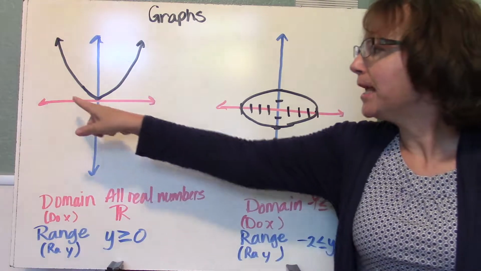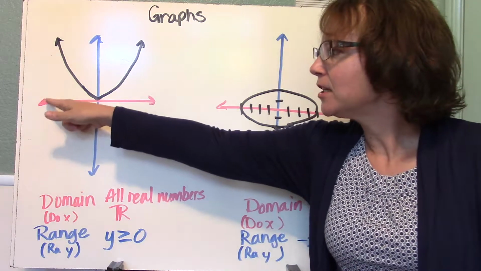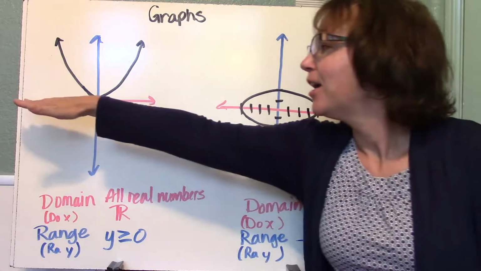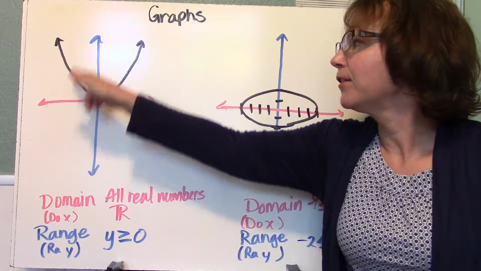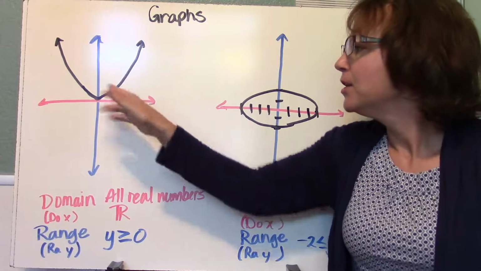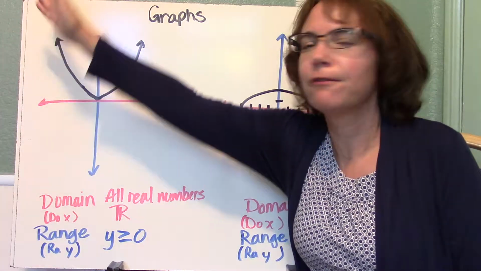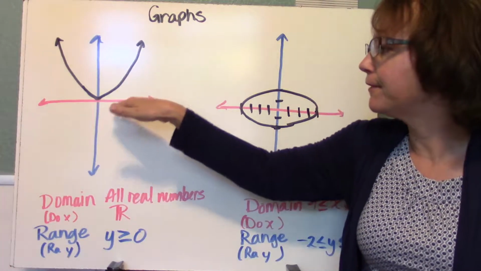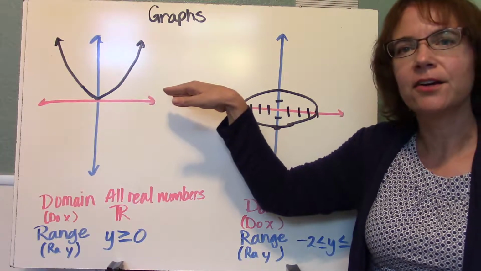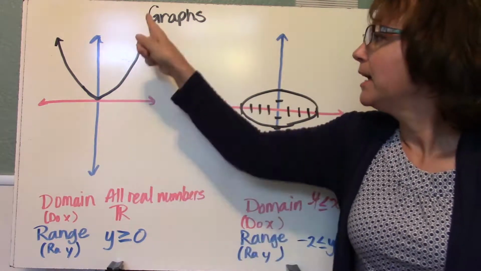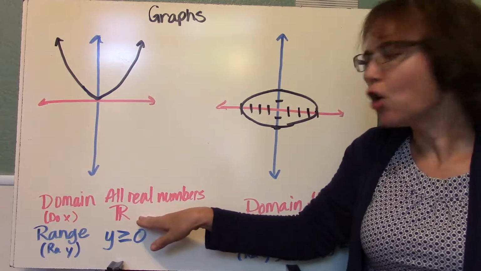So our domain right here, what values can X take on? If you imagine the little dog walking along our x-axis right here, can he look up or down and find a point on the graph anywhere he goes? As he walks along, yeah, even if he goes infinitely this way, this goes on forever, he'll be able to find that graph if he can just look straight up. So X can be any value, and we're going to be able to find what's on the graph. So our domain is all real numbers.